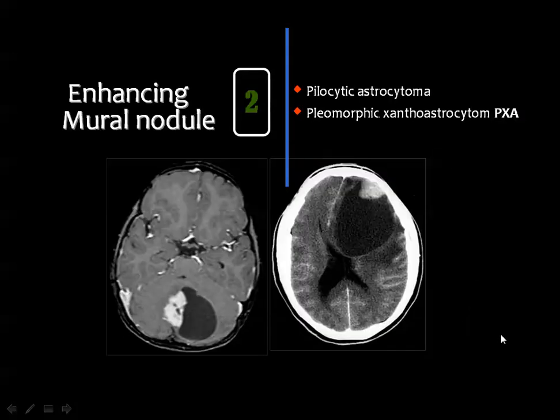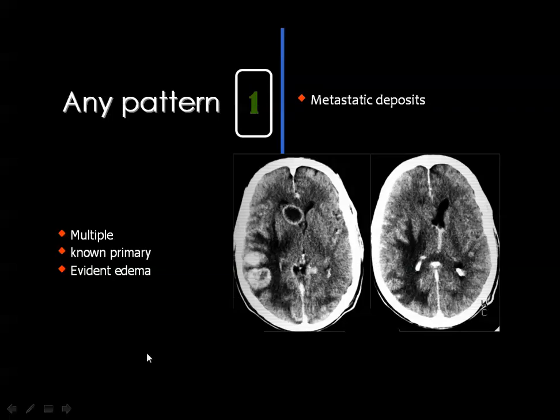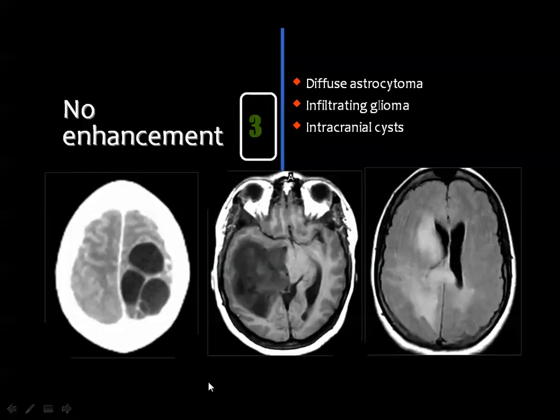Then an enhancing mural nodule is seen in pilocytic astrocytoma, which is a cystic tumor with an enhancing mural nodule commonly located in the posterior fossa, and also seen in the PXA or the pleomorphic xanthoastrocytoma, which is a cyst commonly located in the supratentorial area, and you consider that the enhancing mural nodule should have a superficial location. Then any pattern of enhancement is seen with metastasis, and metastases are diagnosed by multiplicity, by the extensive perifocal brain edema, and by the presence of primary malignancy to help in the diagnosis.